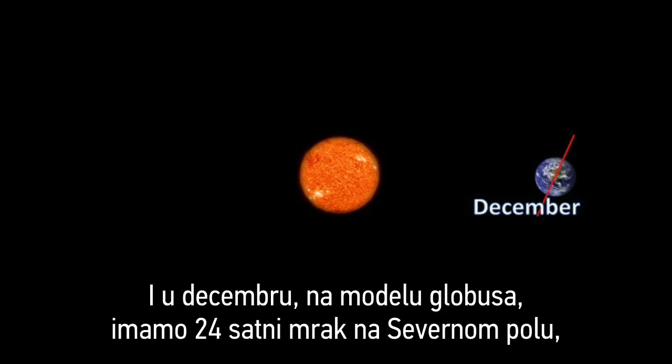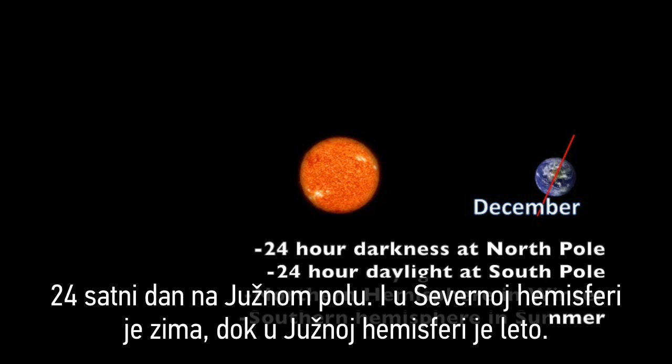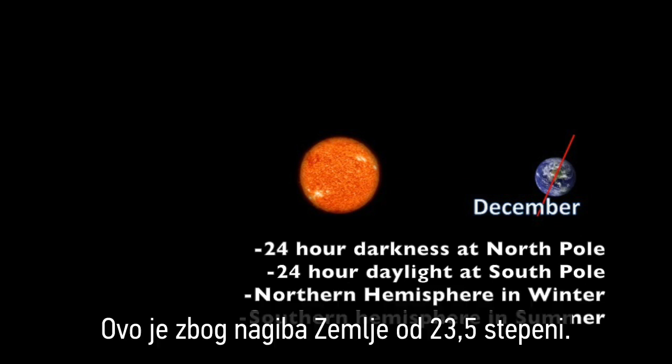And in December, on the globe model, there's 24-hour darkness at the North Pole, there's 24-hour daylight at the South Pole, and the northern hemisphere is in winter, and the southern hemisphere is in summer. This is caused by the 23.5 degree tilt of the Earth.